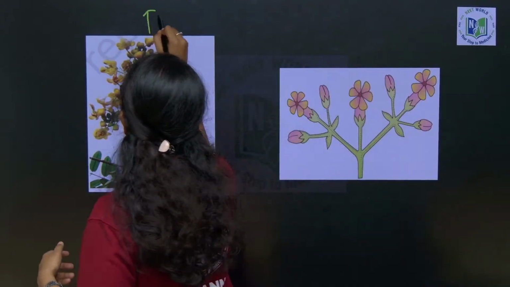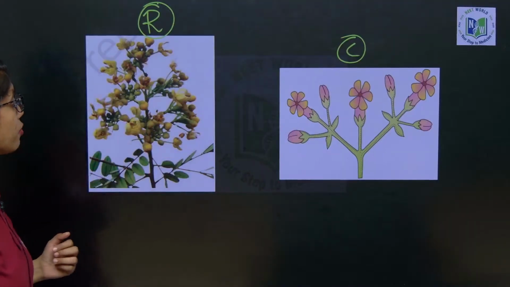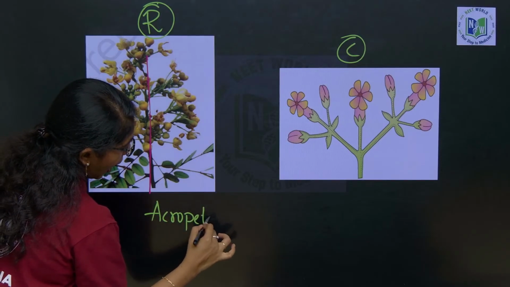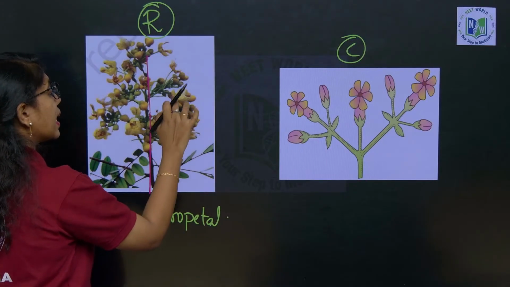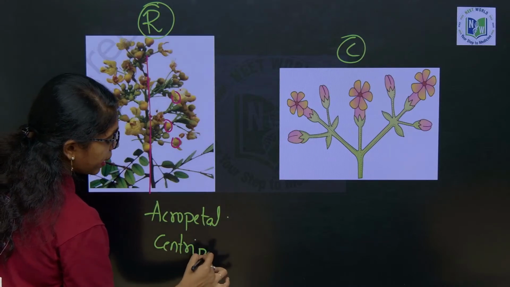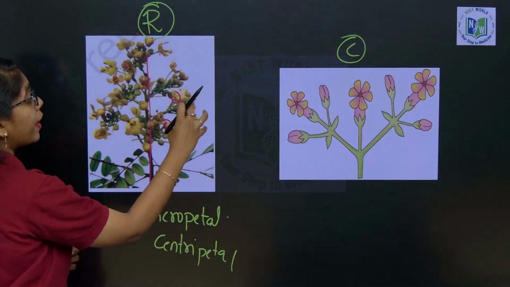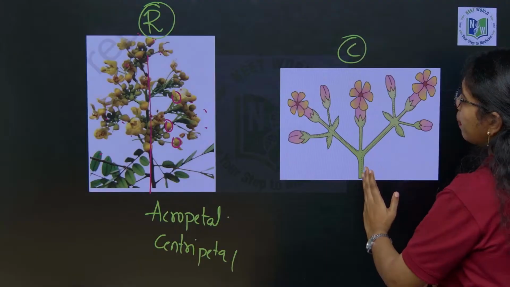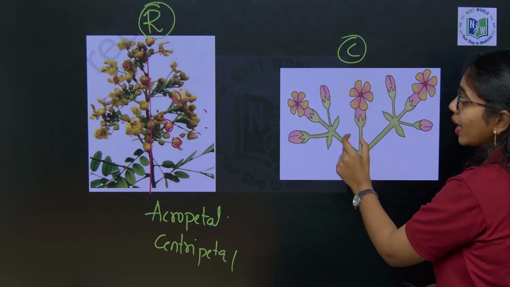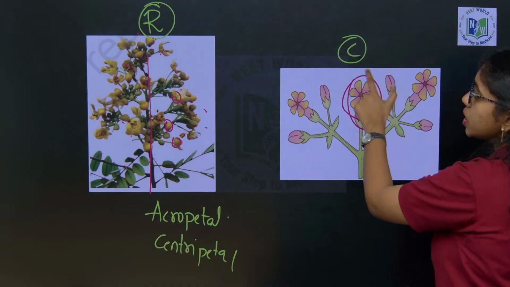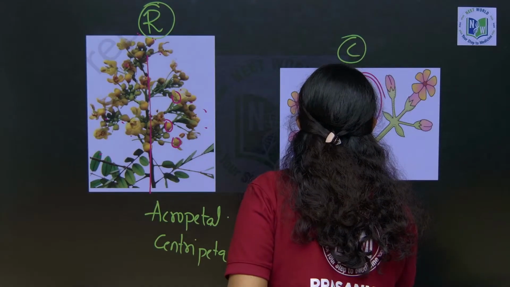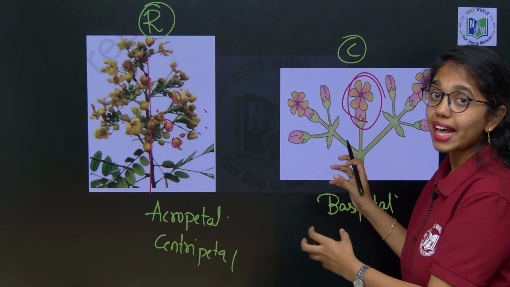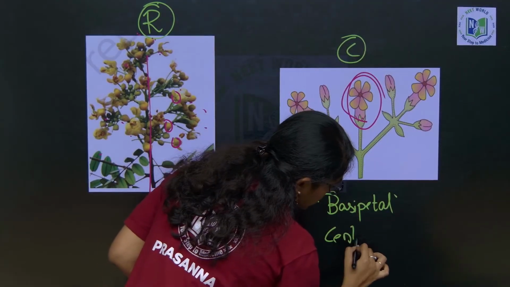Coming to racemose inflorescence and cymose inflorescence. In racemose inflorescence the main axis is indeterminate and flowers are borne in acropetal succession, and flowers arise in a centripetal manner, where you can observe young flowers at the top and older flowers at the bottom. If you look into cymose inflorescence, you can see basipetal order, where the apex terminates in a flower. It is not an indeterminate axis, it is a determinate axis, and here you can clearly observe basipetal succession, and flowers arise centrifugally.